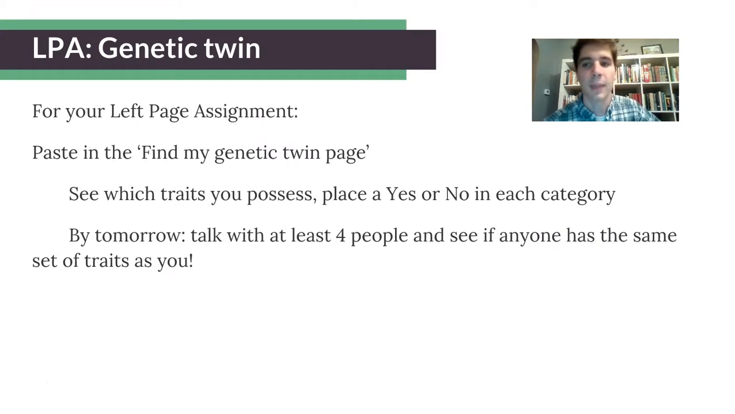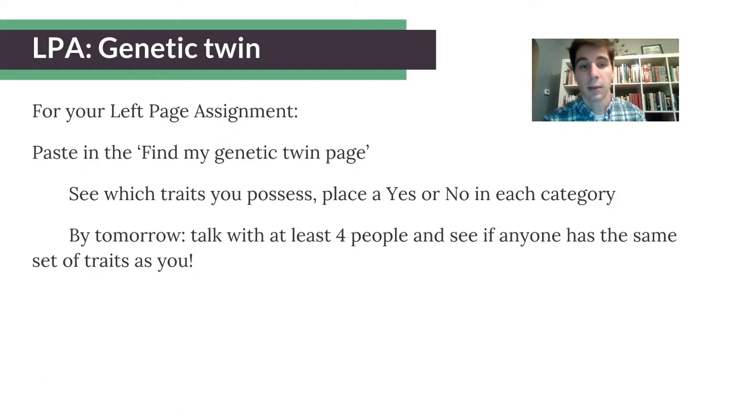Okay, last piece today. I want you to do two things. First, you're going to find the genetic twin worksheet. And this is just a set of different traits that you can analyze about yourself. You're just going to go down this trait sheet and place a yes or a no under each category.